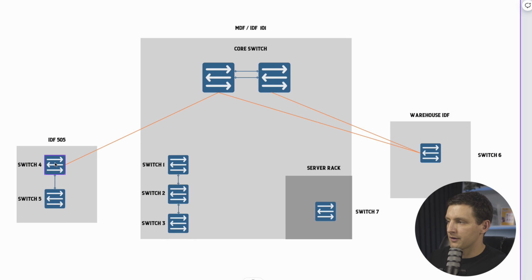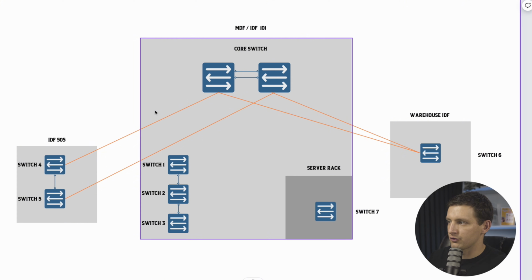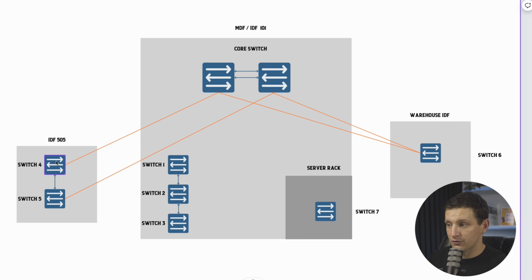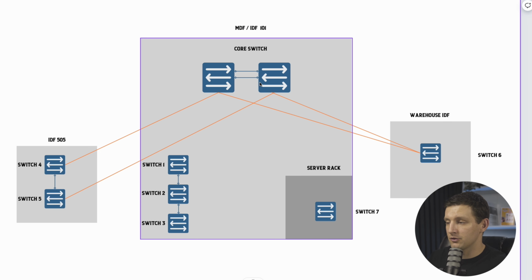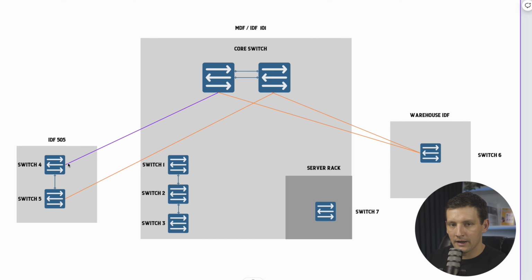So let's move on to IDF 505. Switch 4 is going to be connected to core switch 1, and switch 5 is going to connect to core switch 2. You can see the redundancy here, and because they're acting as one virtual switch with the stack cable, if this link goes down, switch 4 and switch 5 will still have connectivity up to the core layer. Say the SFP goes bad, or there's a fiber cut, or the SFP on this side goes bad, we'll still have connectivity up to the core layer.